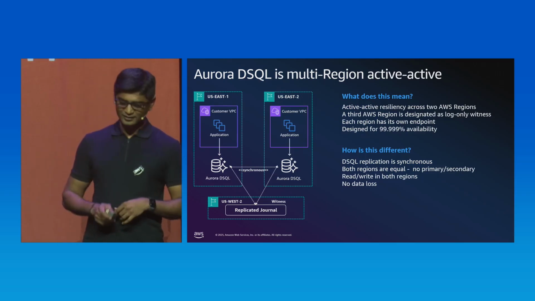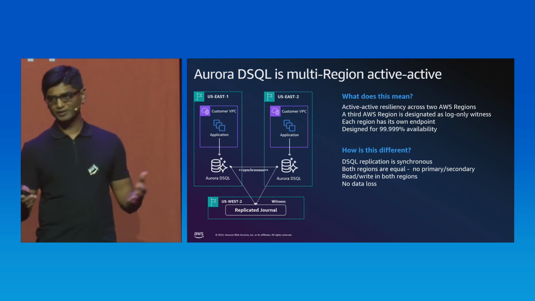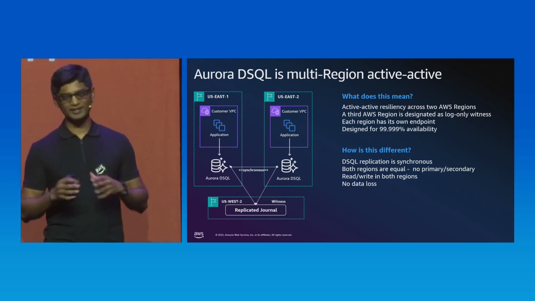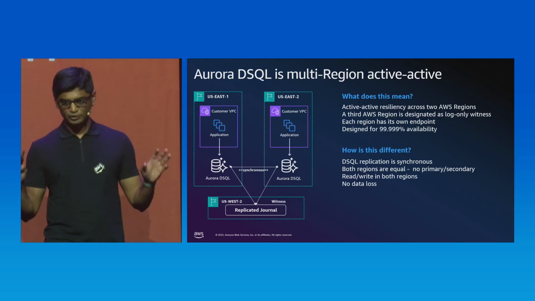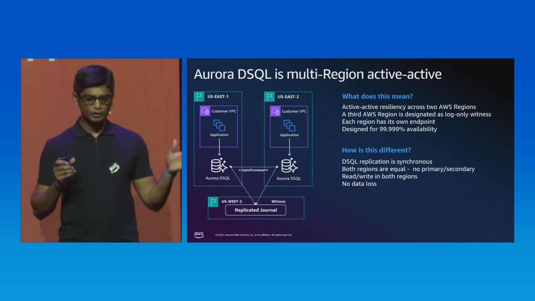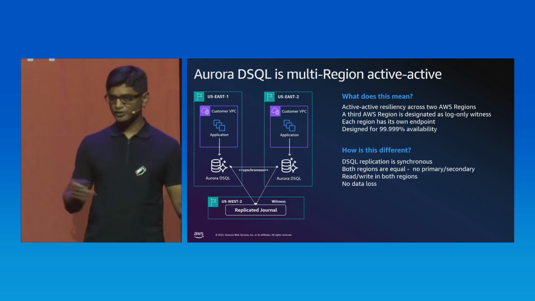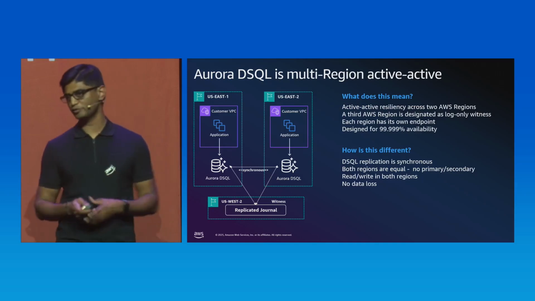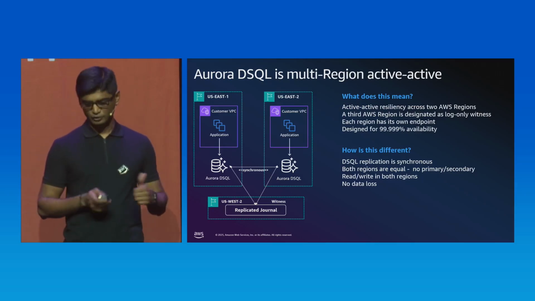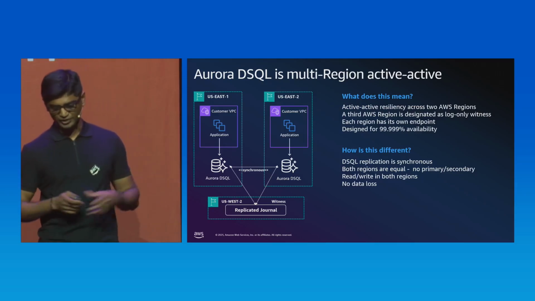And here you can see the third region. We call it a witness region. The witness region doesn't have all the components that we talked about earlier. It does only the journals. So whatever you write in US East 1 is replicated to both of these regions. If you get an acknowledgement from any one, we are good to go from there. So we don't need to wait for commits on both regions, right?